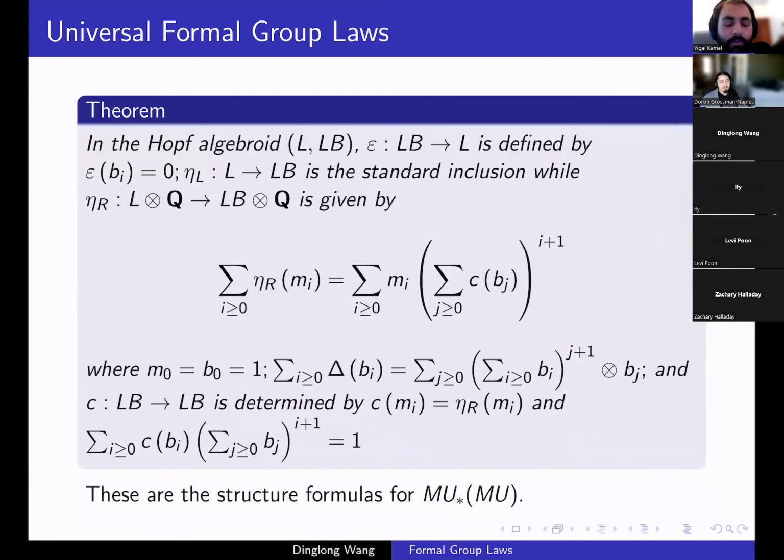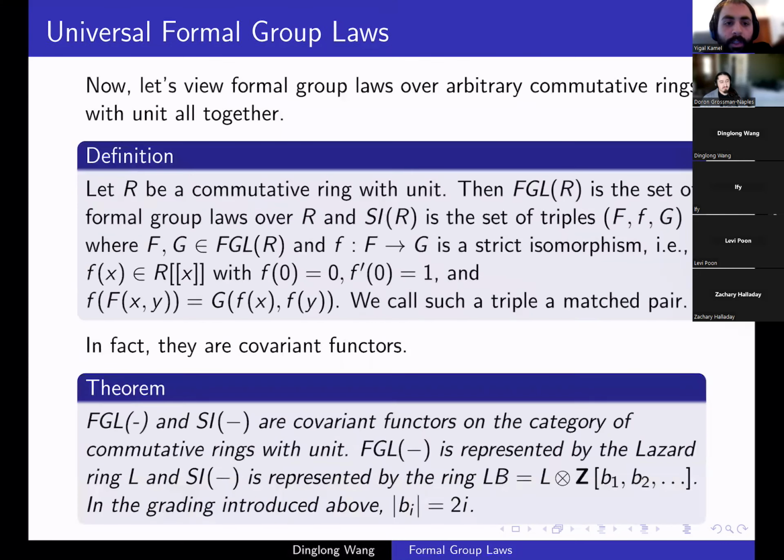Can I ask what's the purpose of this SI? The purpose of this SI, well, it's actually the morphisms in the groupoid, where the objects are the set of formal group laws, and the morphisms are these. I see. You're just defining what morphisms are.